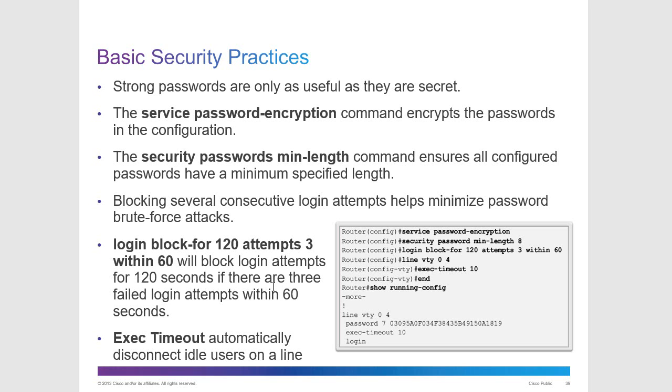You've got the ability to block password attempts. If somebody's trying to brute force a password to get into your device, you can block them for a certain amount of time if they have a certain number of failed attempts. So you've got the command block-for. How long do you want them to be blocked for? This would be 120 seconds or 2 minutes. After how many attempts? 3. Within how much time are those attempts allowed? 60 seconds. So you're going to block them for 2 minutes if they have 3 failed attempts within 60 seconds.